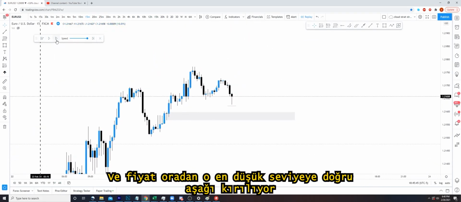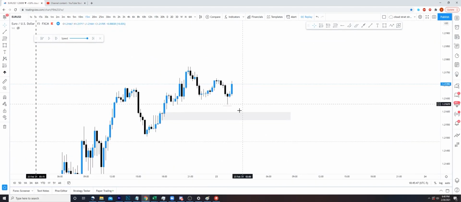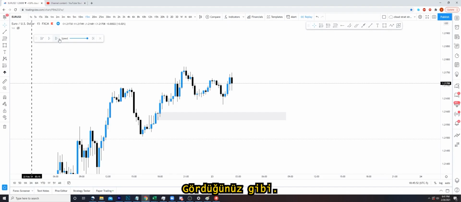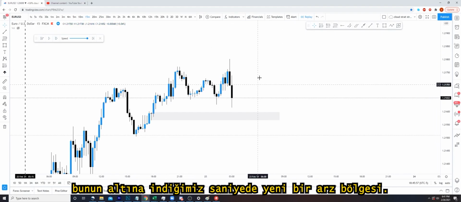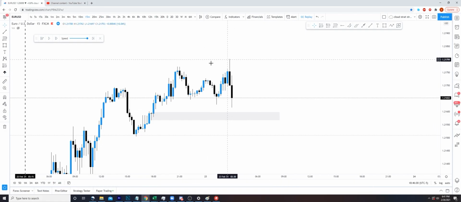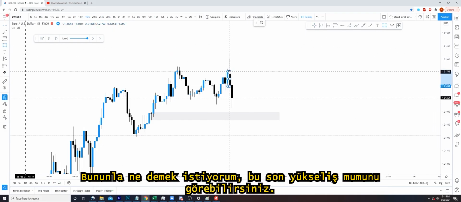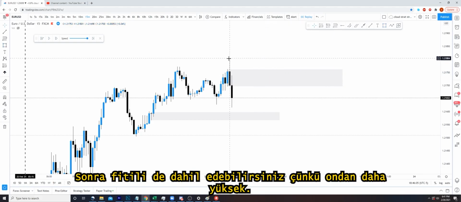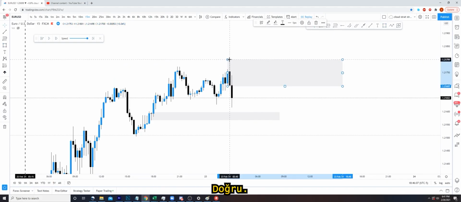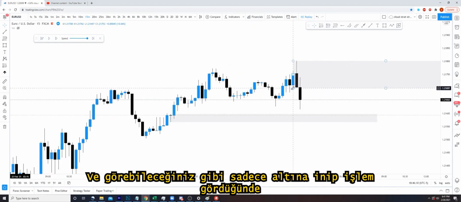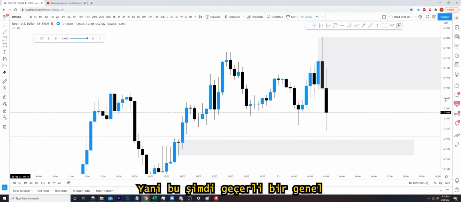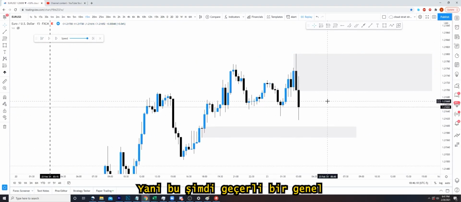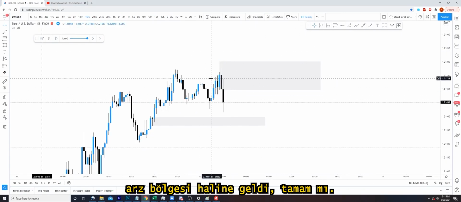And price breaks down from there to that low, right? As you can see, the second we get below that, it creates a new area of supply. Okay, and what I mean by that is you can see this is your last up candle, right? You draw that out. Then you can also include the wick because it is higher than it, right? And as you can see, it was only validated when it traded under it, which was right here. So this now has become a valid overall supply zone, okay?